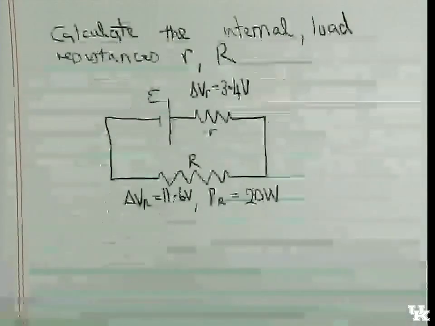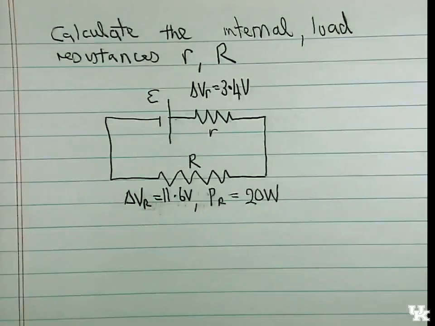Okay, here we are. I redrew the circuit, and my circuit diagram has in it the EMF, the internal resistance, little r, the load resistance, uppercase R, and I've added to the circuit diagram the voltage across the load resistor. We were told it directly in the problem, 11.6 volts. We know the voltage across the internal resistance because we were told the EMF. So it's 3.4 volts, because 3.4 volts plus 11.6 volts add to the 15 volts of EMF.